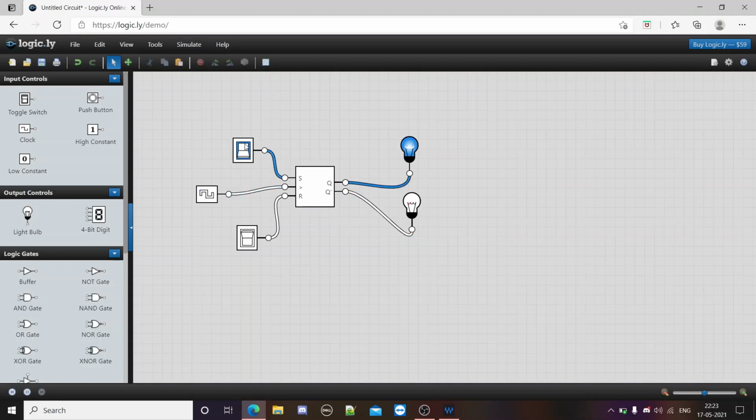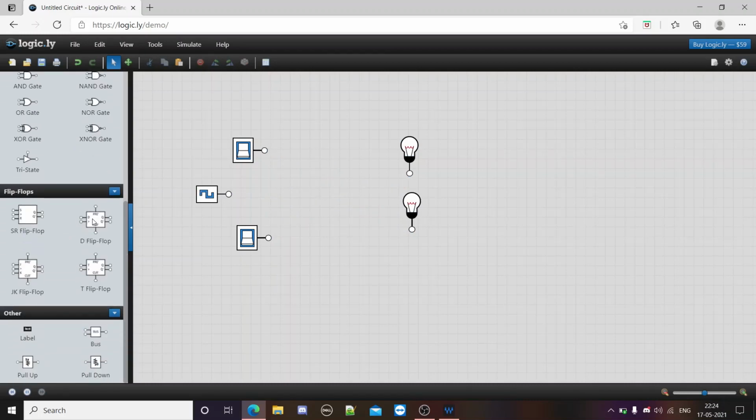When 0 0, the Q dash remains the previous state as 0. Now S is 1 and R is 0, it goes to the set state. When S is 0, R is 1, it goes to the reset state. When both are 1, there is no state over here. It will keep on changing. It will go to the invalid state. That's it. Now next we'll go on with the modification of SR flip flop, JK flip flop.